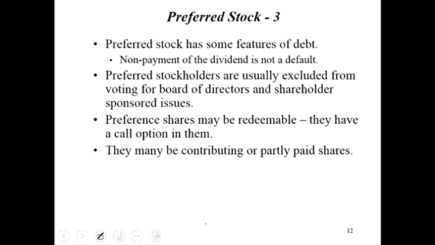Now, sometimes you see options in them, okay? Sometimes you see options in these things, so sometimes they're not issued forever. In fact, the ASB ones, they both have a call option built into them, so if the company decides it wants to remove them from its books, it can call them in. Now, they may be what's called contributing or partly paid shares. Now, it's kind of obvious what that means. You didn't pay all your money for them.